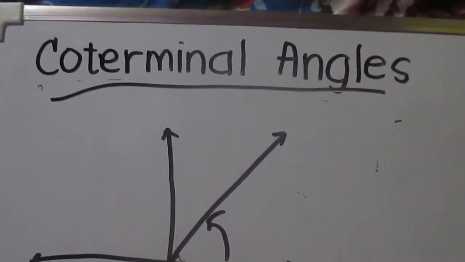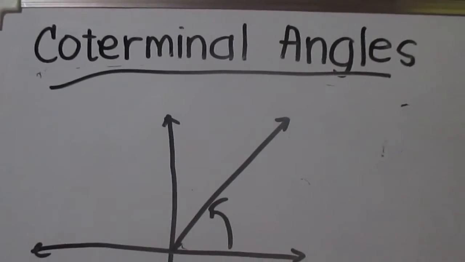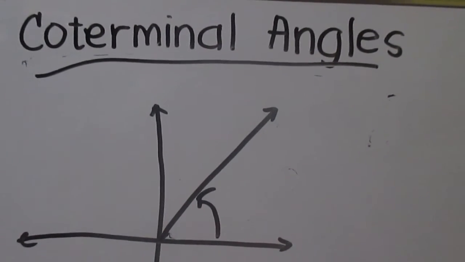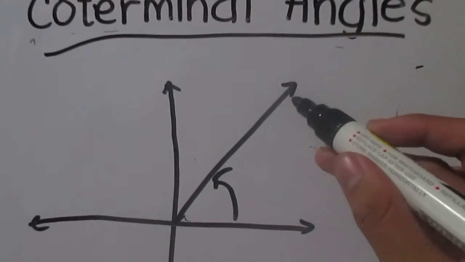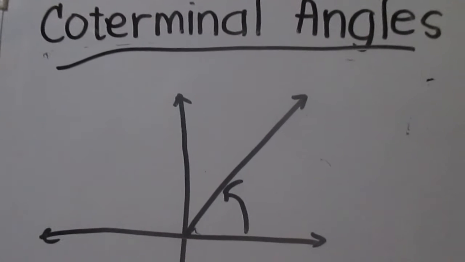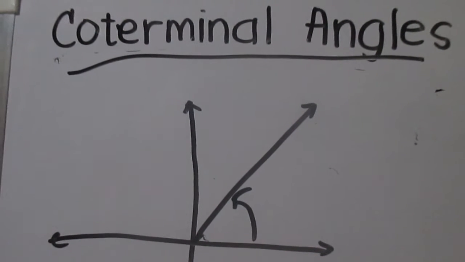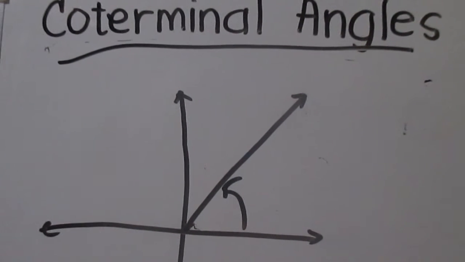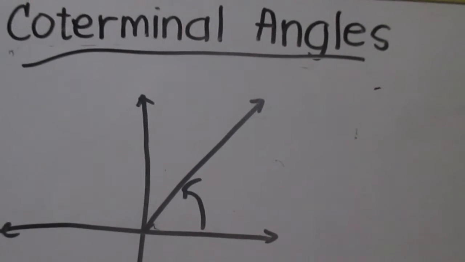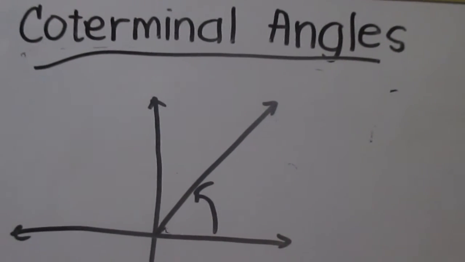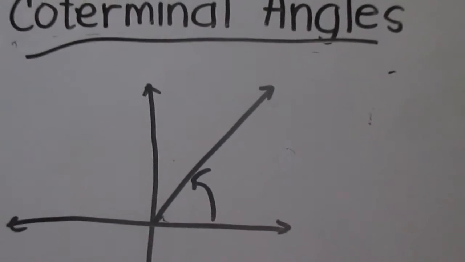Okay, in this video, I will be discussing coterminal angles. So let's define coterminal angles. Coterminal angles are angles that share the same initial side and terminal side. There are an infinite number of coterminal angles that can be found, but we have the simplest way of getting the positive and negative coterminal angles.